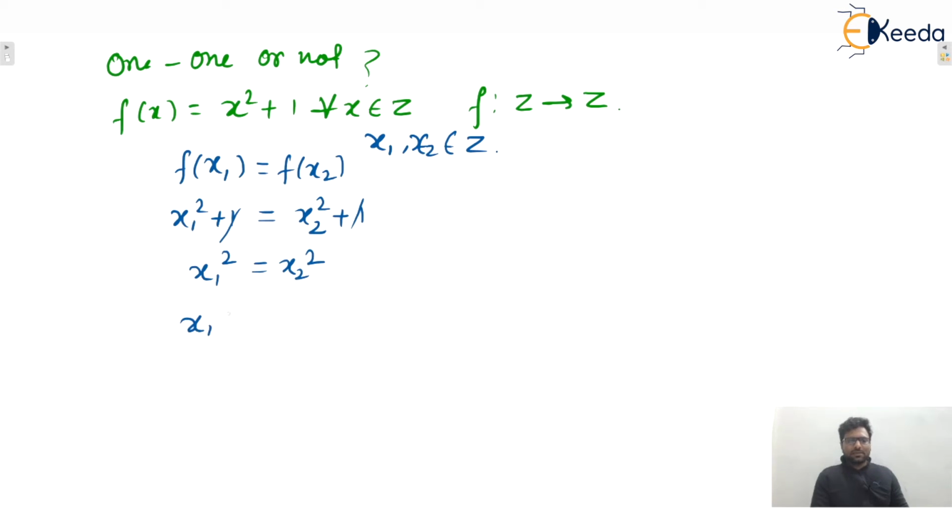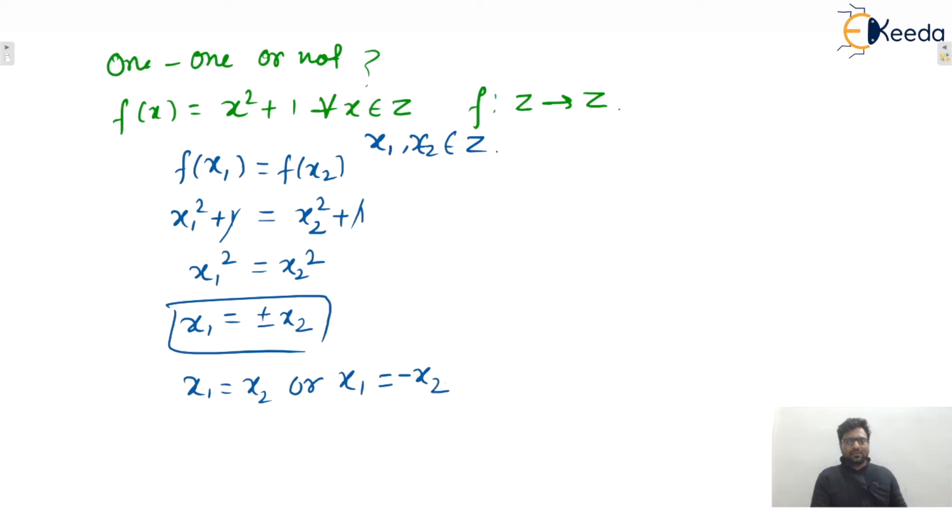So from here we can say that x1 is equal to plus or minus x2. So x1 is equal to x2 or x1 is equal to minus x2. So this is not a unique solution. If it is not a unique solution, then we can call this function a many to one function, isn't it? You can realize it like that.